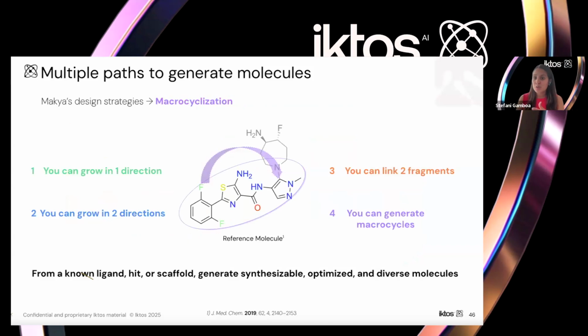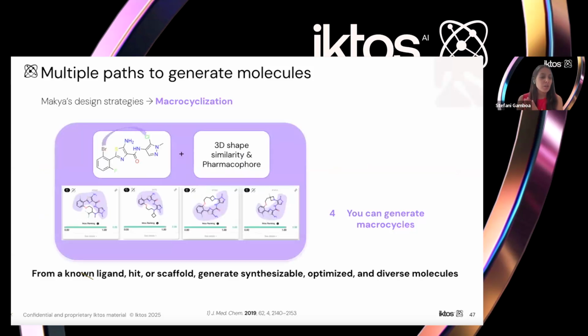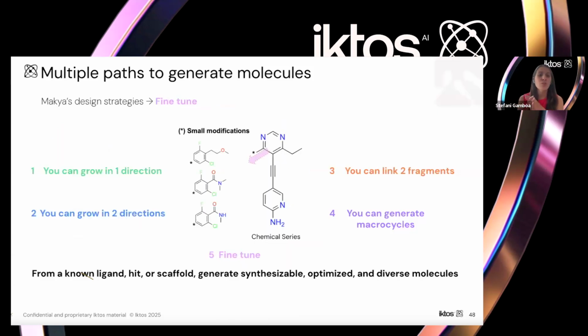Then let's say that you're interested only in generating macrocycles. It's also possible to achieve that with our technology. Here we are starting with two reactive centers, which are the bromine and the chlorine. What we ask our technology is to generate only macrocycles starting with these reactive centers. In this case, we use 3D ligand-based rewards, which are 3D shape similarity and pharmacophore, to guide the optimization of molecules.